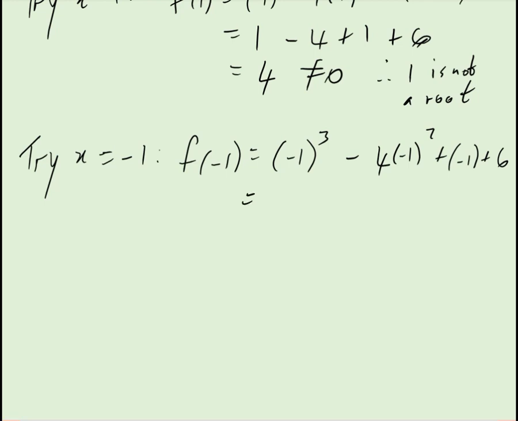So -1 cubed is -1. -4 times 1, so -1 squared is +1, so -4 times +1 is -4, plus -1 is just -1 plus 6, and I think here we have ourselves a solution. -1 minus 4 is -5, -5 minus 1 is -6, -6 plus 6 is 0. So now we are very happy, because this means -1 is a root.